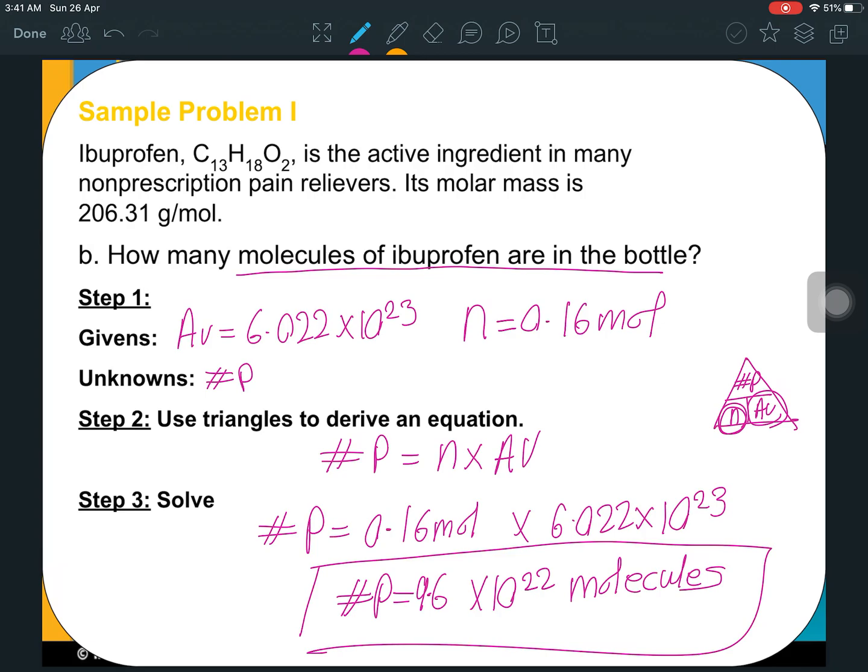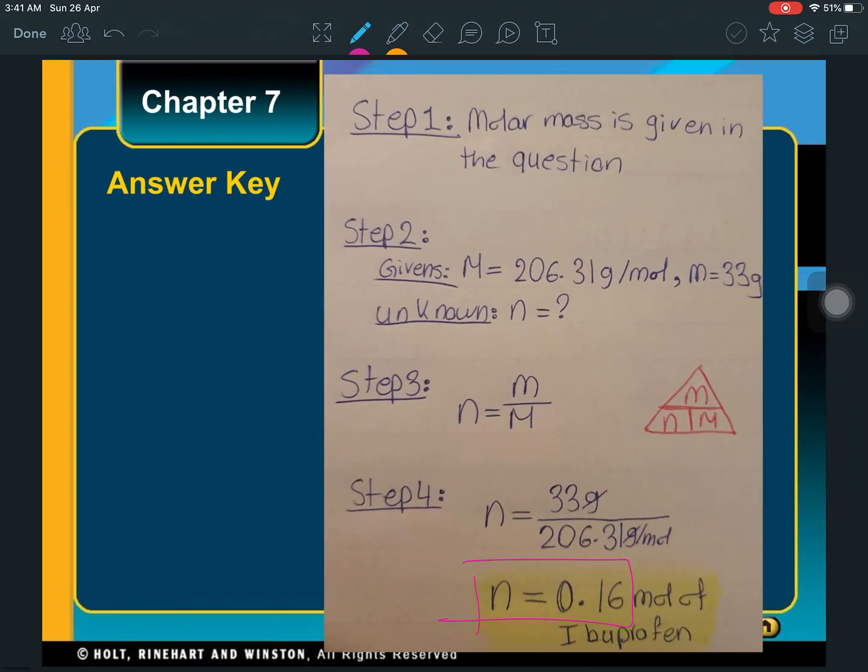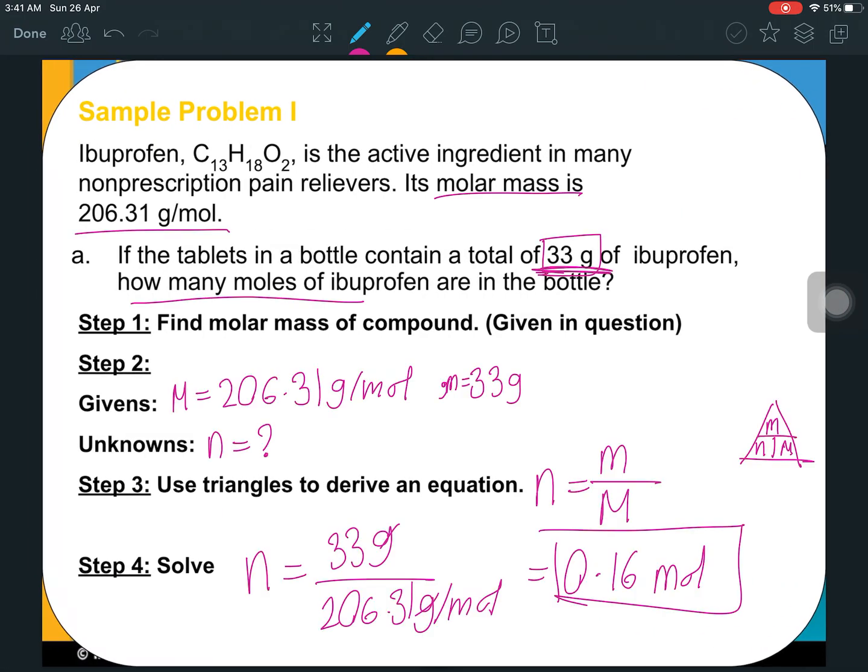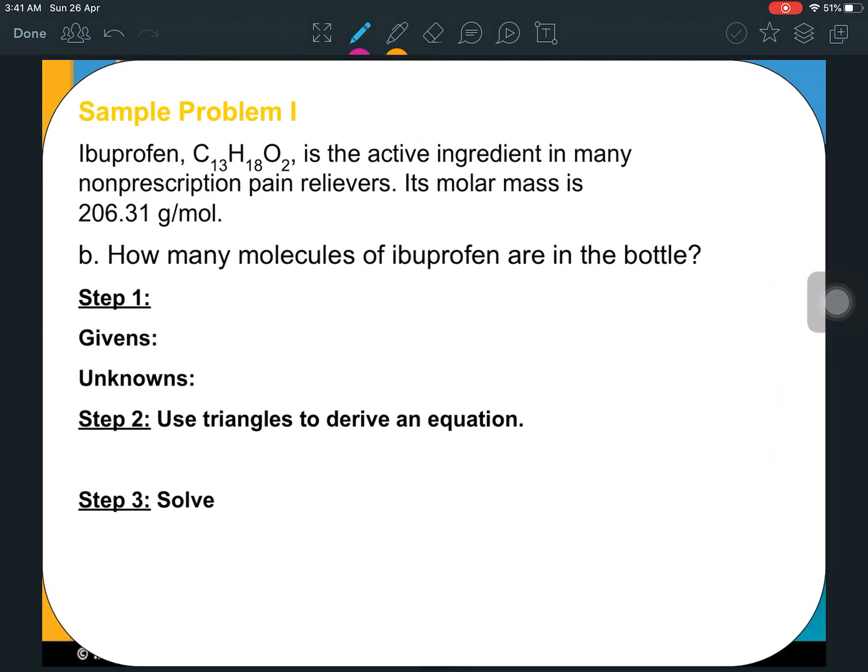Very simple. Basically exactly like what we've been doing before, except in a lot of cases, you're just going to have to calculate the molar mass, but everything else is going to be exactly the same.